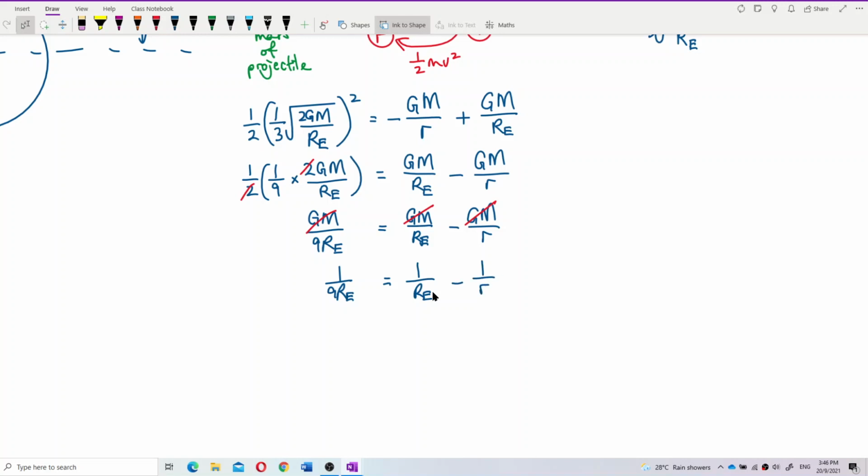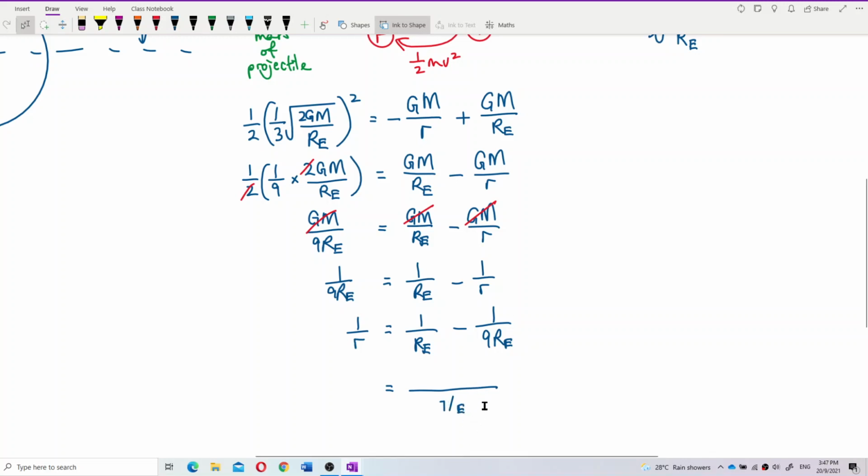minus 1/r. So what I will do is transfer this one to the other side. What I get is 1/r. This one I switch position, go to here, and this one go to the other side, this one minus 1/9 re. Am I correct? Yes. This one go to the other side. This one can be combined, get 9 re here.